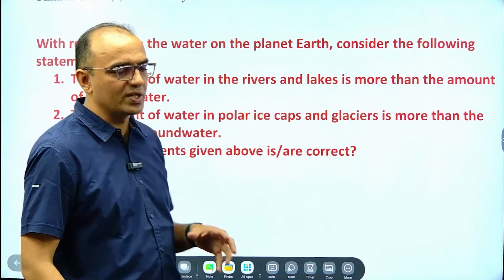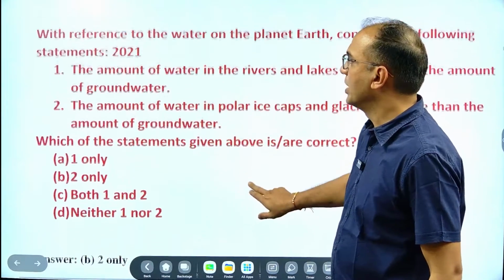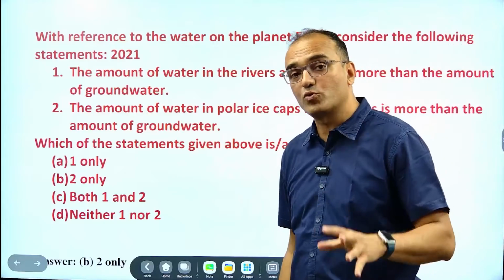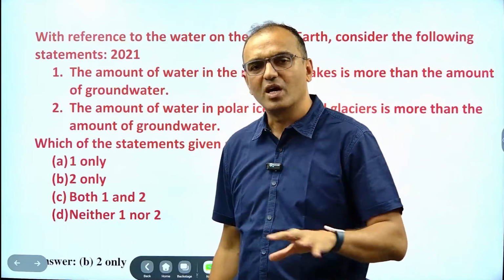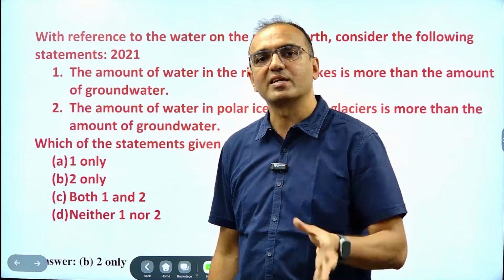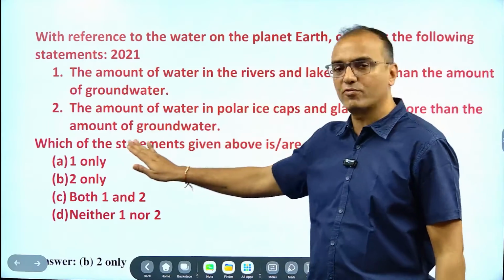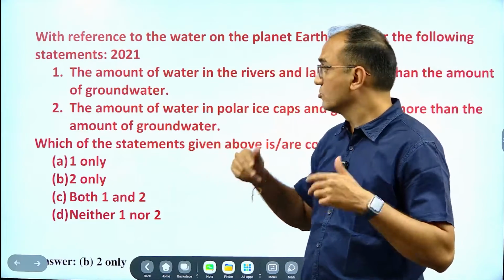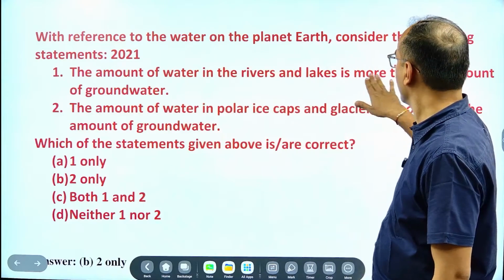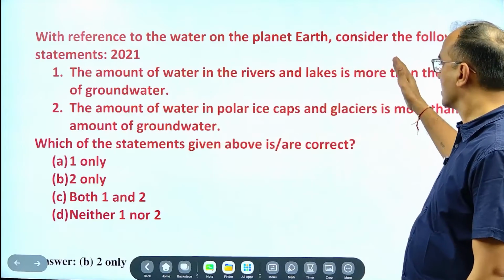Now here you have to understand that the answer is B, 2 only. Amount of water in polar ice caps and glaciers is more. I told you that most of the fresh water is locked up in glaciers, a huge quantity of it. Very less amount is present in rivers, lakes and groundwater. So the amount of water in polar ice caps and glaciers is more than that of groundwater, that is true. But it is not the other way around. Groundwater is more than the amount of water that you have in rivers and lakes, right? So the first statement is wrong. The amount of water in rivers and lakes is more than the amount of groundwater? No.